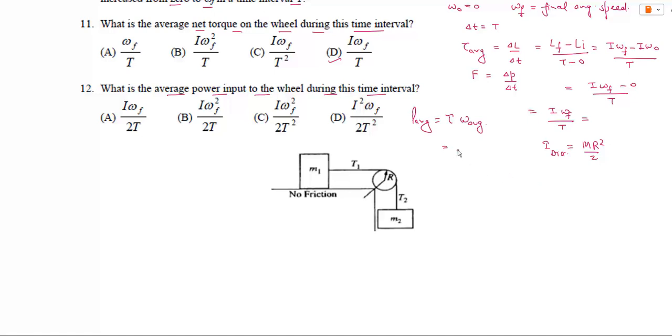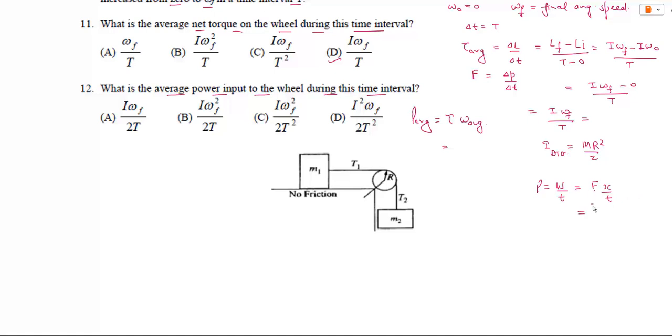You know that formula? No, but I know power. Power is basically, you can say, work done per unit time. Yeah. Work done is what? Force times displacement.